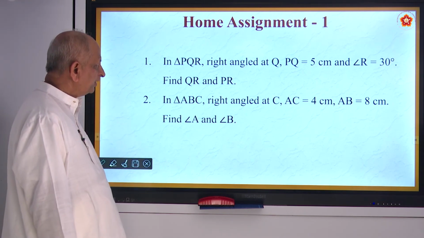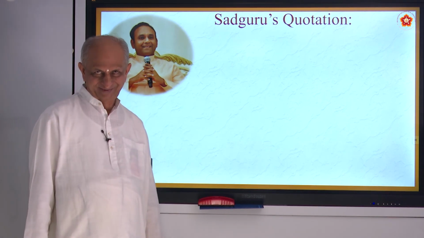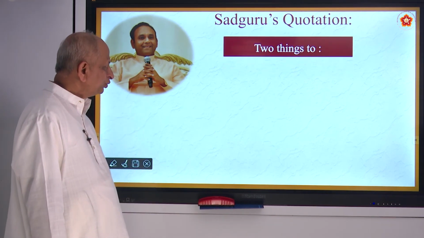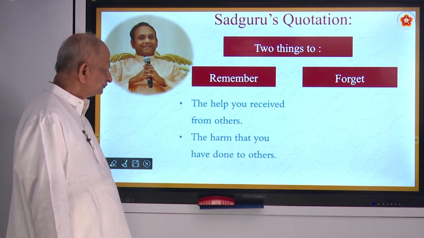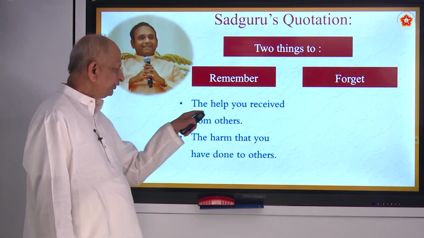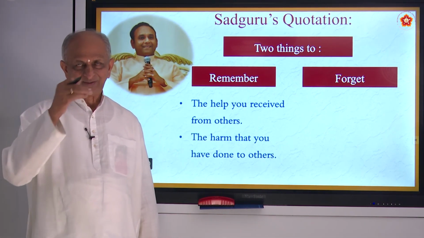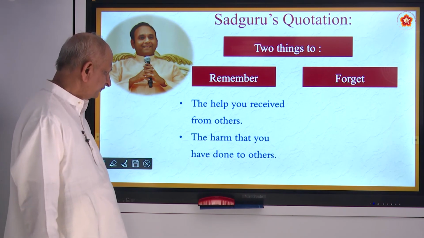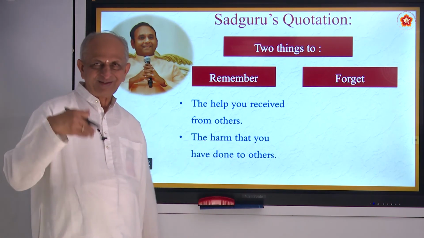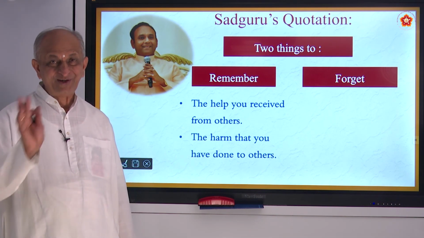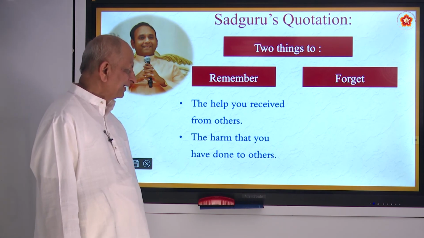Okay. Now let us see what Sadhguru Madhusudan Sai says. Two things to remember. The help you received from others. Whatever small help you get from others, you should remember. And the harm that you have done to others. Any harm you have done, you should not forget. That means you must always remember.